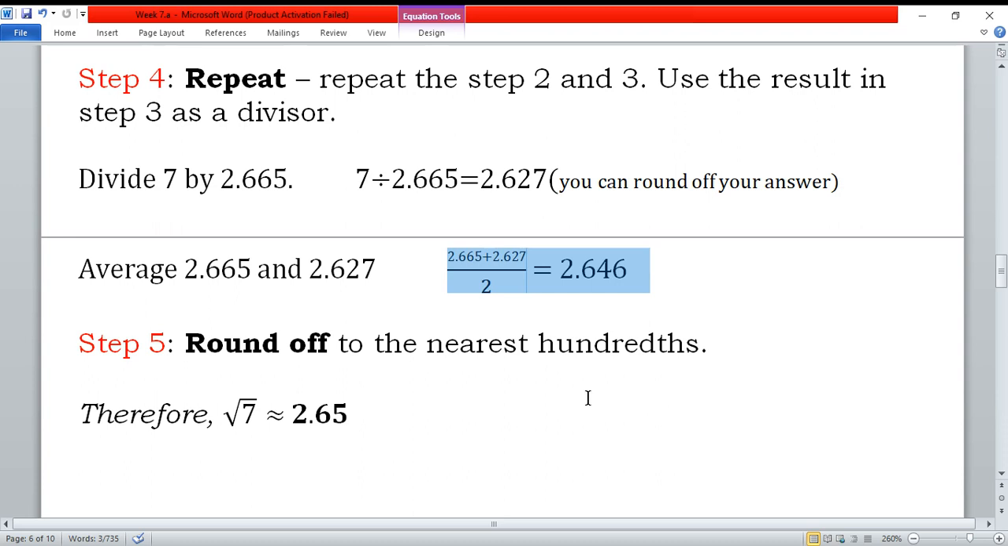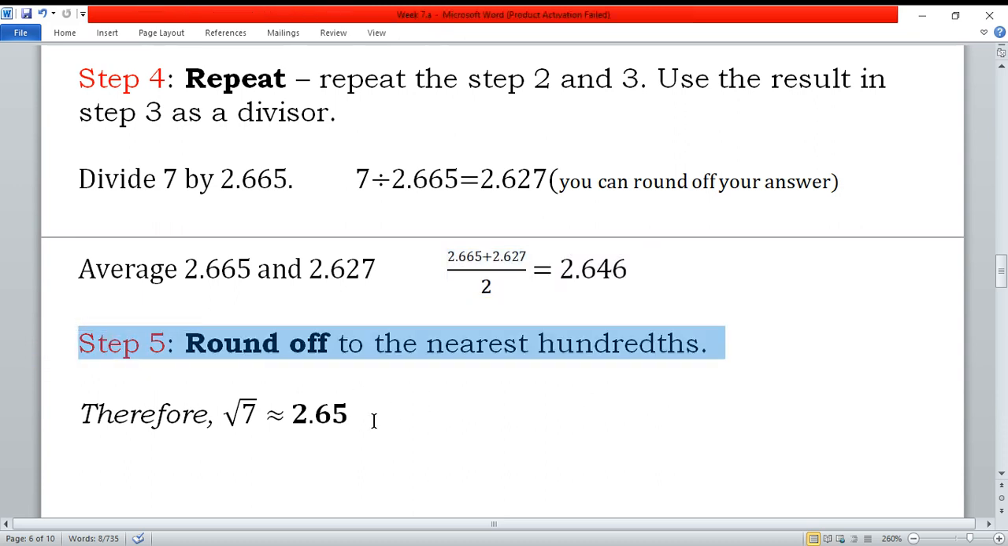Okay? Ayan. So, finally, we have step 5. Round off to the nearest hundredths. So, therefore, square root of 7 is approximately 2.65 hundredths. Okay? Yung symbol natin na to ay ibig sabihin approximate. So, approximate lang natin dahil hindi talaga siya equal. Square root of 7 is approximately 2.65.